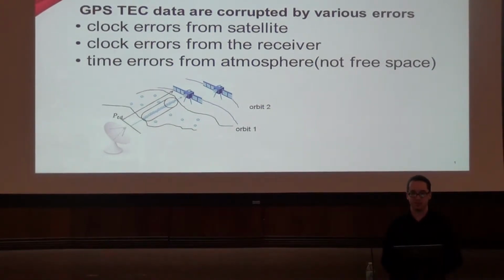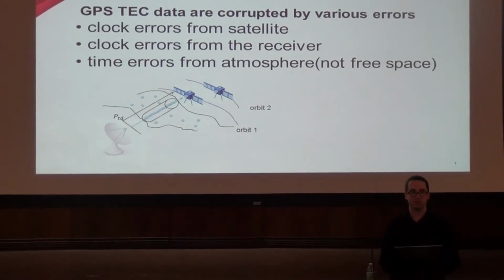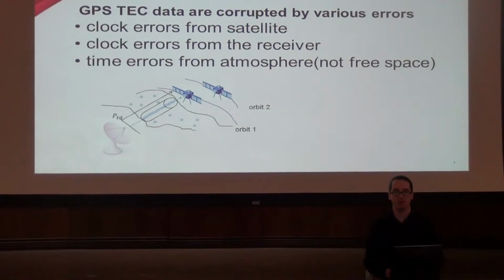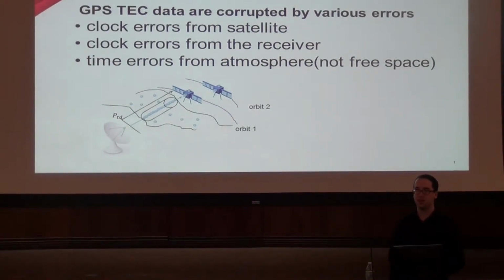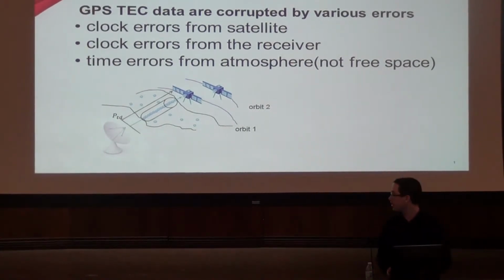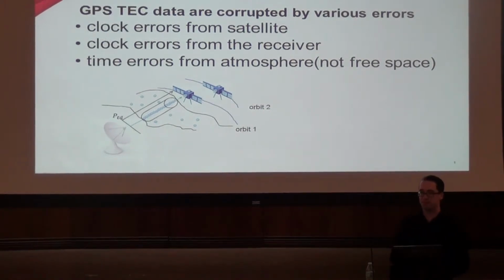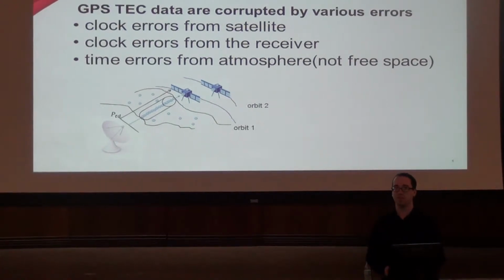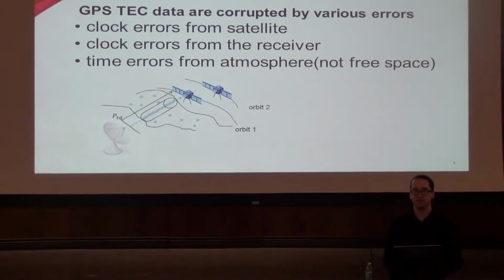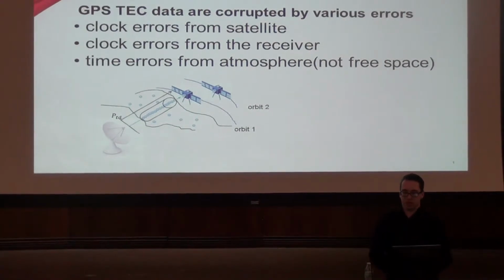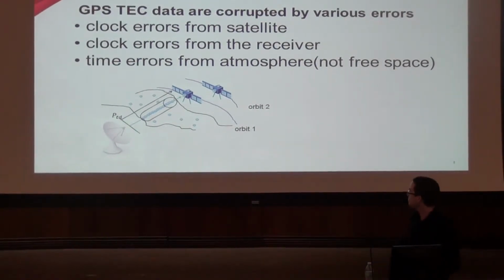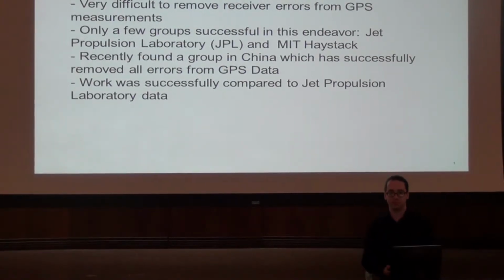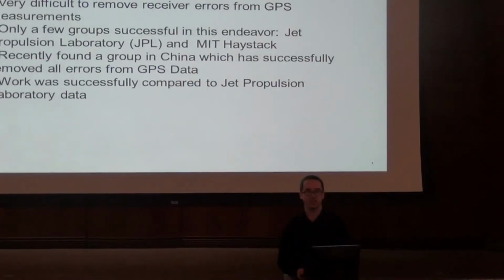The clock errors from the satellite are basically due to the receiver and the satellite not having the same atomic clock. The receiver errors are due to the fact that the receiver can overheat, and the time errors from the atmosphere are because the ionosphere isn't like a vacuum. It has electrons in it. So it's very difficult to remove the errors from a GPS system.